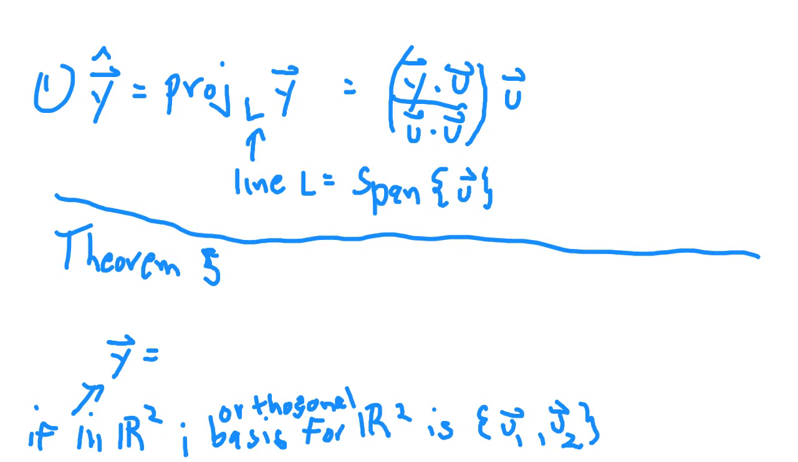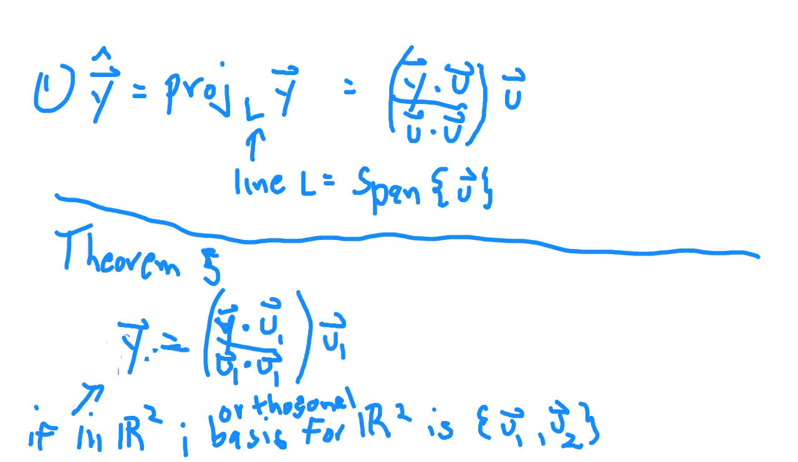Then the vector y, based on theorem 5, is going to equal the dot product of y with u1 over u1 dotted with itself times the vector u1, plus the dot product of y with the vector u2 over u2 dotted with itself, times u2.